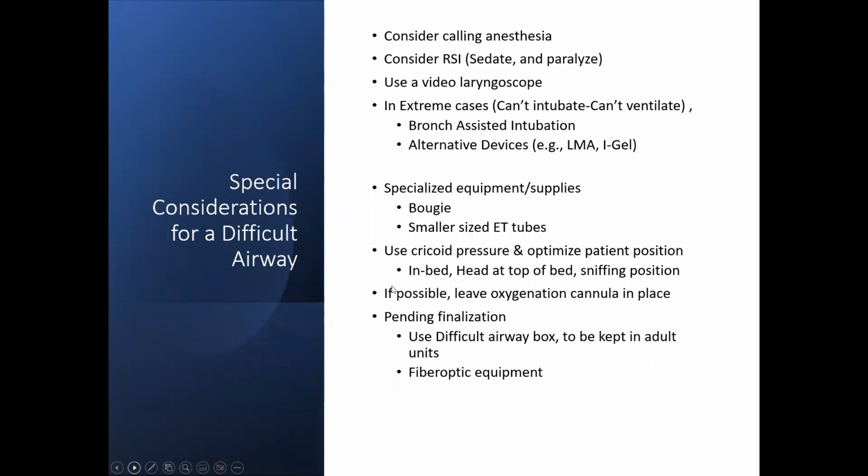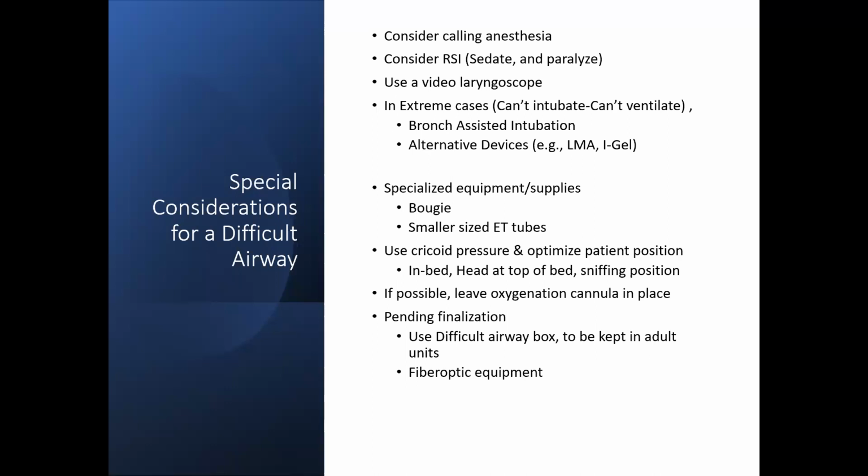Special considerations for difficult airway: consider calling anesthesia, consider a rapid sequence intubation, whether you're doing it with the attending there or just passing it off to a physician. Use a video laryngoscope in extreme cases where you can't intubate, can't ventilate. Bronch-assisted intubation, where you have the bronchoscope there with an ET tube already threaded over it. Alternative devices such as an LMA or an I-gel. I'll talk about what an I-gel is in a little bit, but laryngeal mask airway is self-evident. We've talked about that. Specialized equipment such as a Bougie. I don't personally use them myself, but I'll show you a picture of a Bougie a little bit later on.